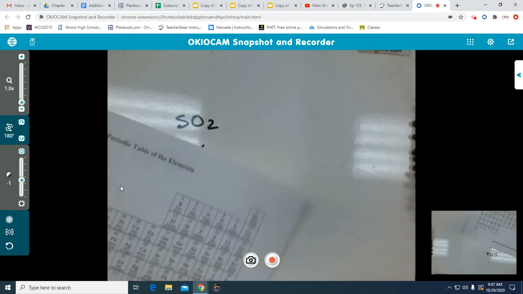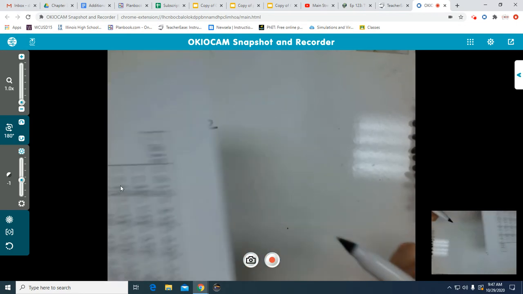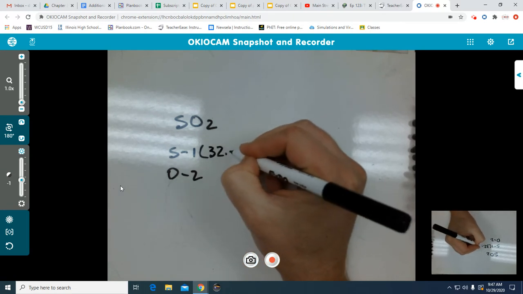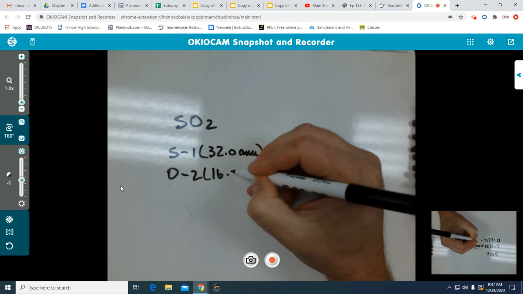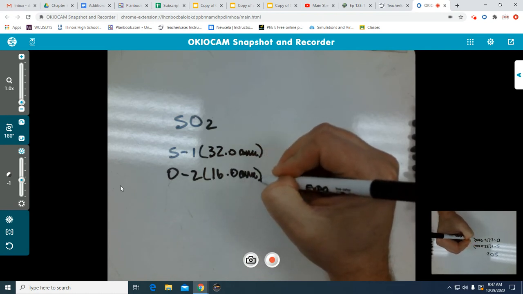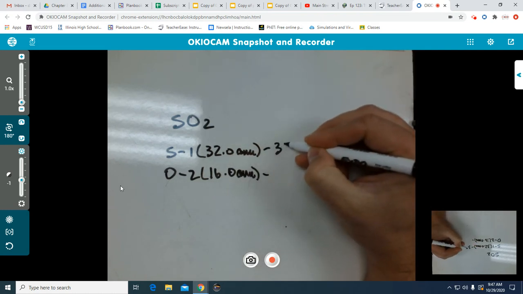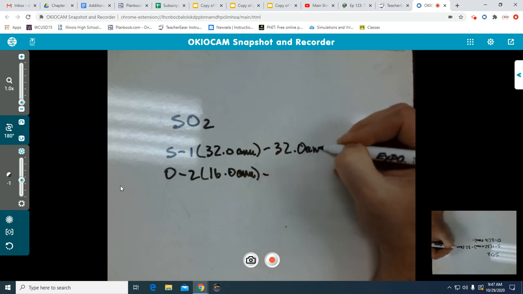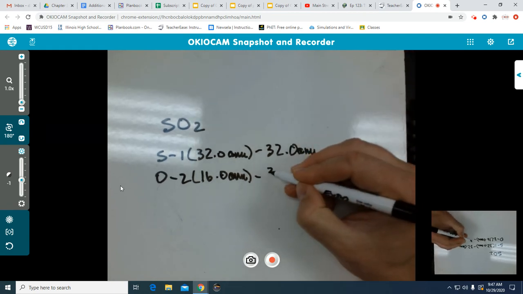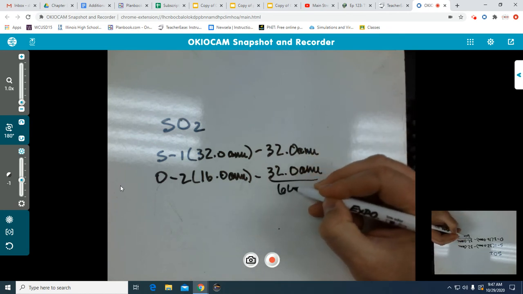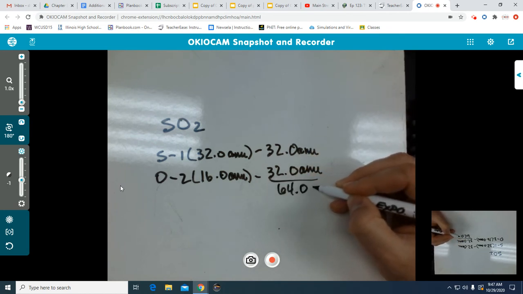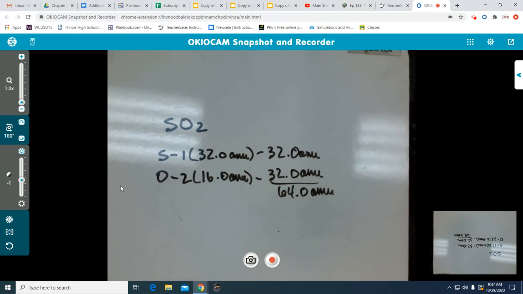Sulfur on the periodic table is number 16 right here. It has a rounded value of 32.0 AMU. Oxygen, you probably know by now, is 16. Multiply through, the 32 for sulfur, and we'll have 32 for oxygen, for a grand total of 64.0 AMU for the formula weight.